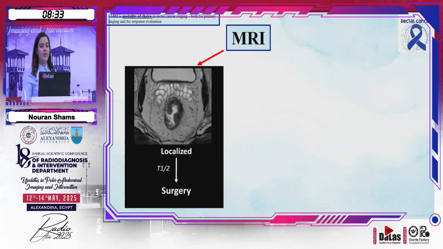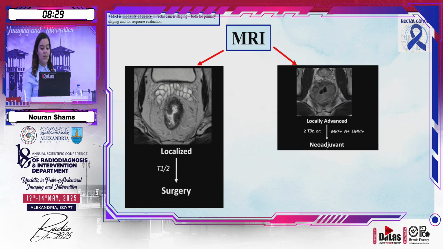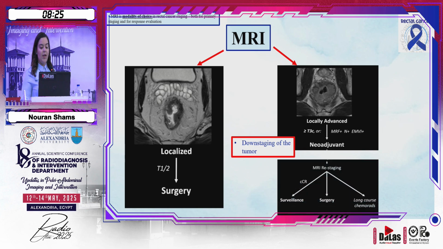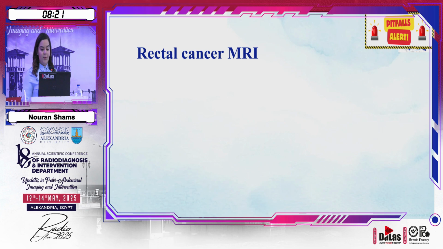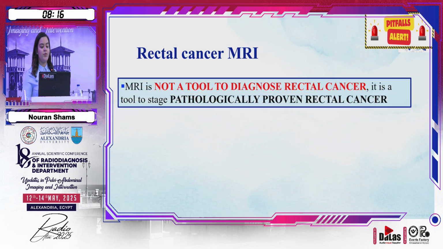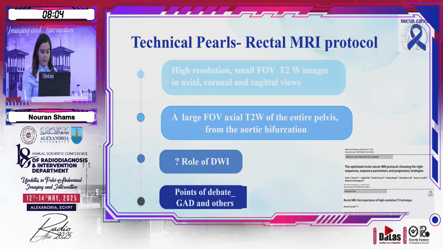MRI can confidently differentiate localized disease from locally advanced disease, which will be managed by neoadjuvant chemoradiotherapy and restaged by a second MRI. But before we dig deep into the details, it is worth mentioning that MRI is not a tool to diagnose rectal cancer, but it is a tool to stage pathologically proven rectal adenocarcinoma. First, we will talk about the MRI protocol and the main sequences we acquire.